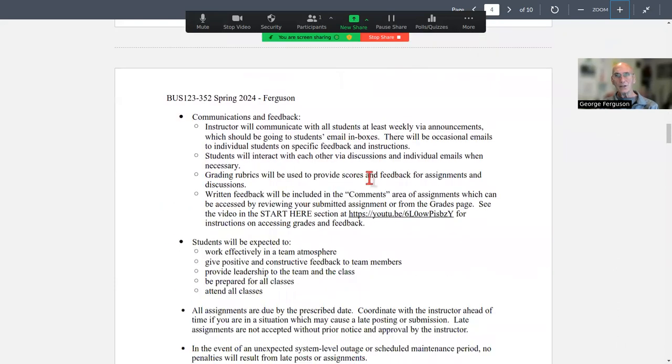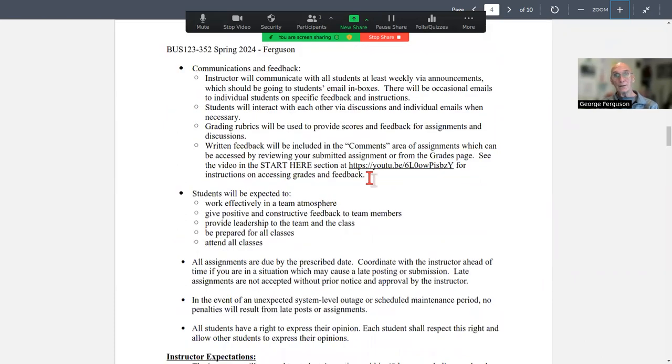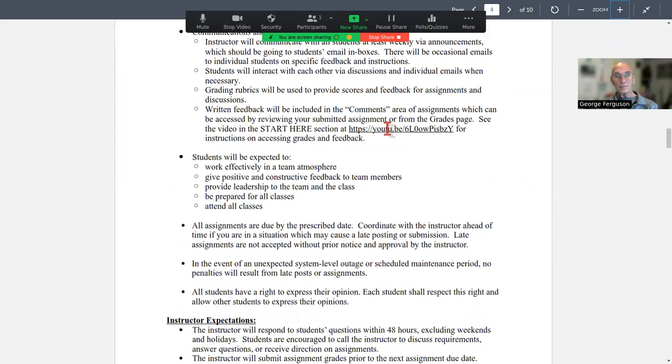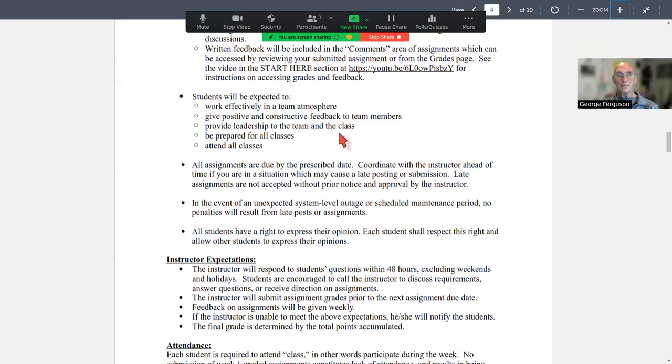You can see that communications and things will be done via announcements and emails to folks. You will communicate with others in the class by discussions and various individual emails. I will provide plenty of written feedback in the comments area for assignments. All right, so make sure you watch over the video that talks about how to view your grades. You can see you're expected to work effectively together with other students, be prepared, and attend. And by attendance, that means being involved and staying involved through the week.